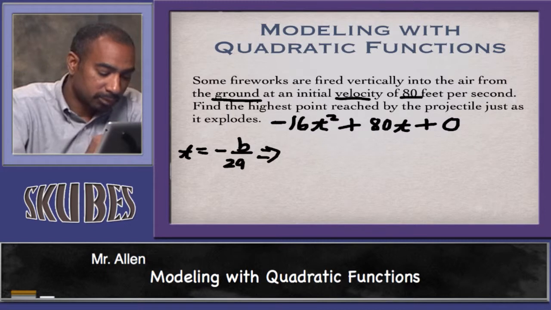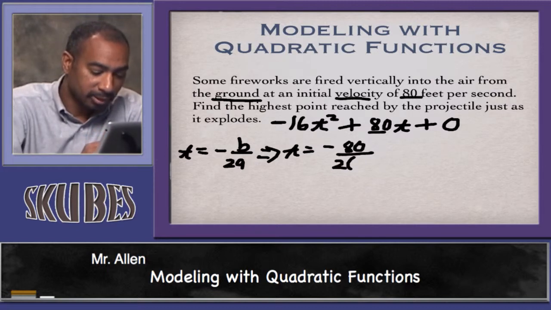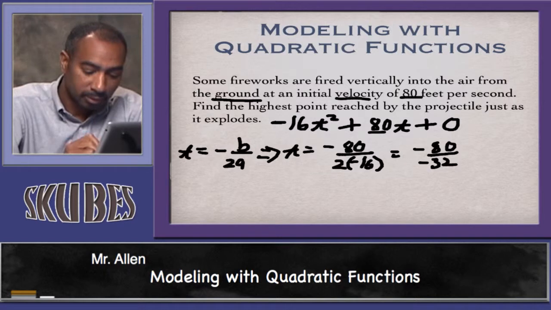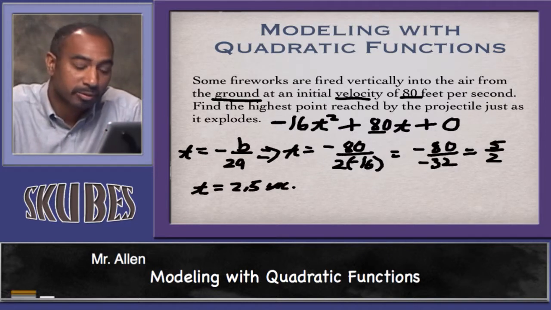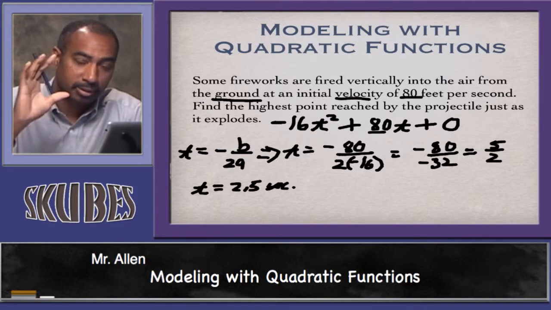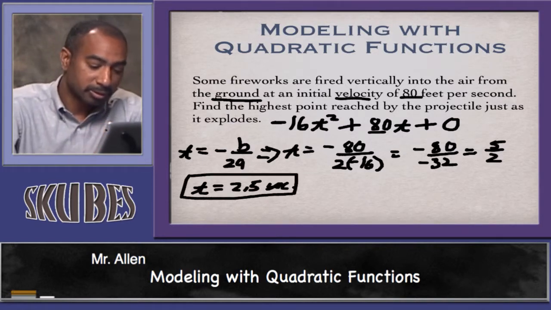So let's figure out the time in seconds. b in this case would be 80. So I have t equals negative 80 over 2a, and a is negative 16. So we have negative 80 over negative 32, and this reduces down to 5 halves. If you write that in decimals, you get t equals 2.5, which translates into seconds. So t is 2.5 seconds. That's the time it takes for it to get to its maximum point before it explodes. And you want to take this and substitute it into this expression here.